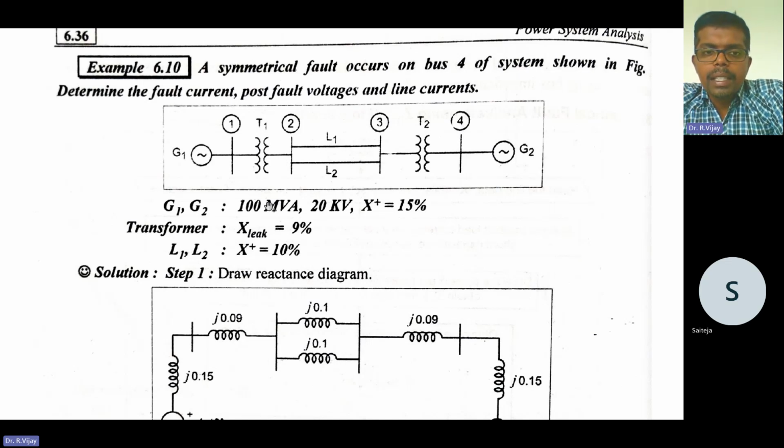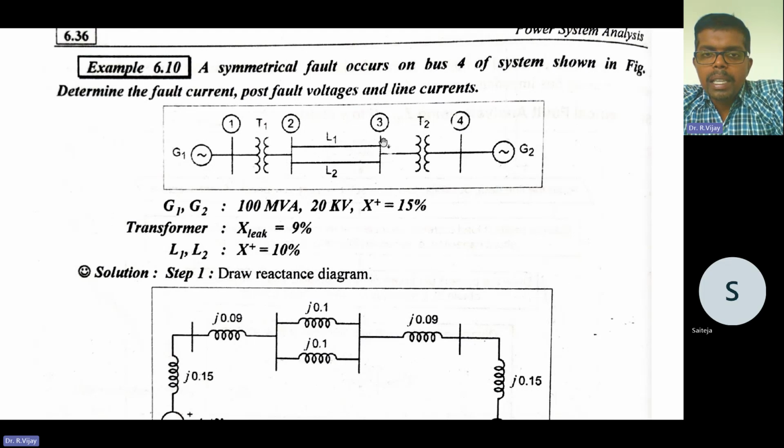Say, for example, this generator is 100 MVA, 20 kilovolt and has an impedance of 15%, and it has a transformer whose rating is not given, but the leakage reactance is given as 9%. As well as here, two transmission lines are given. There also, the leakage reactance is given as 10%.